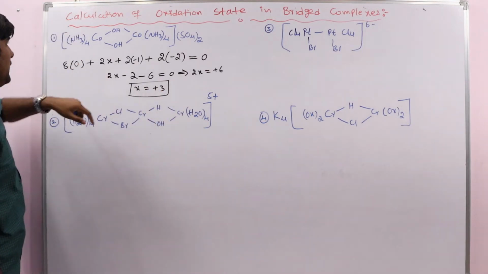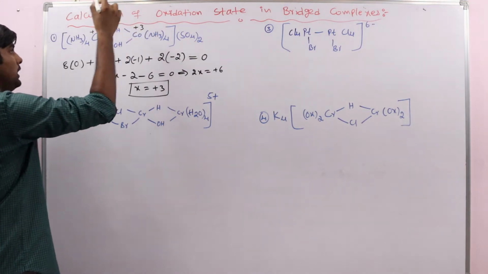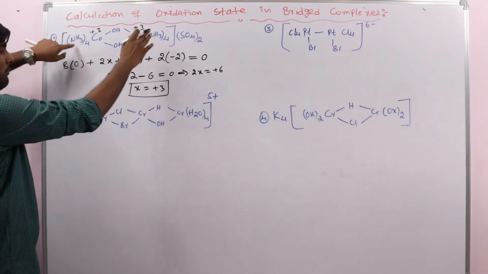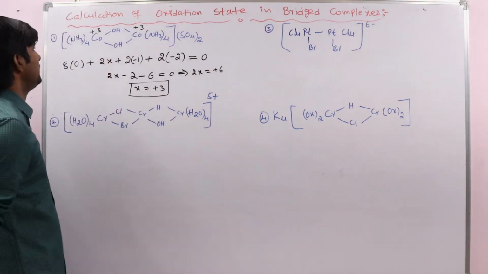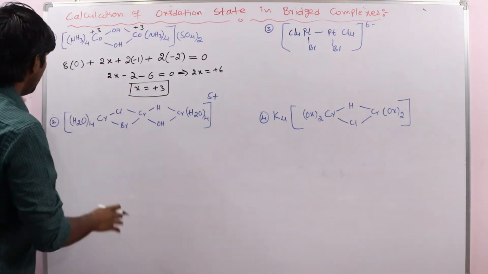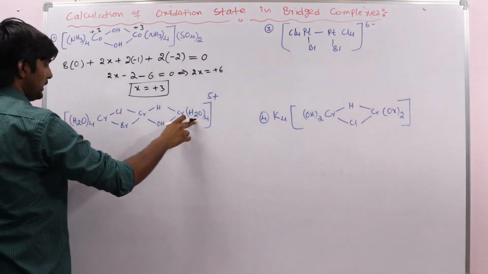So the oxidation state of each cobalt is how much? Plus 3. Okay, so very simple. In the same way we calculated for the general complexes, here also same. The only thing here is that we have two metals.